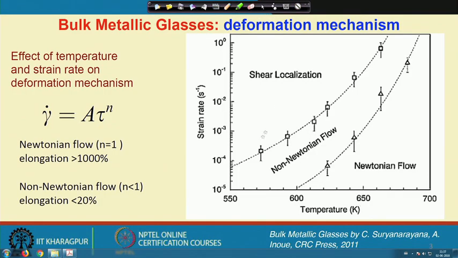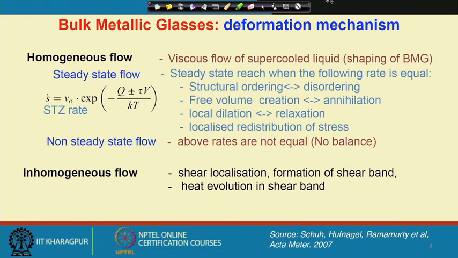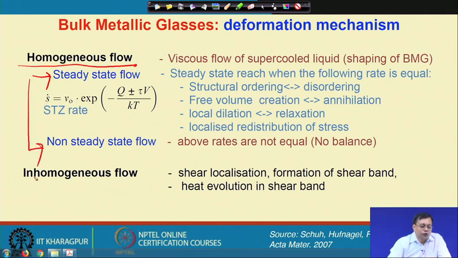Okay. So, let us try to proceed with this understanding and see if we could categorize various types of deformation mechanisms that are operative in a glassy solid. So, so far we understood that the flow in a glass could be homogeneous. This homogeneous flow could be of two major types. The first one is a steady state flow, and the second one is non steady state flow. In case of a steady state flow, we could think about a viscous flow of the supercooled liquid.